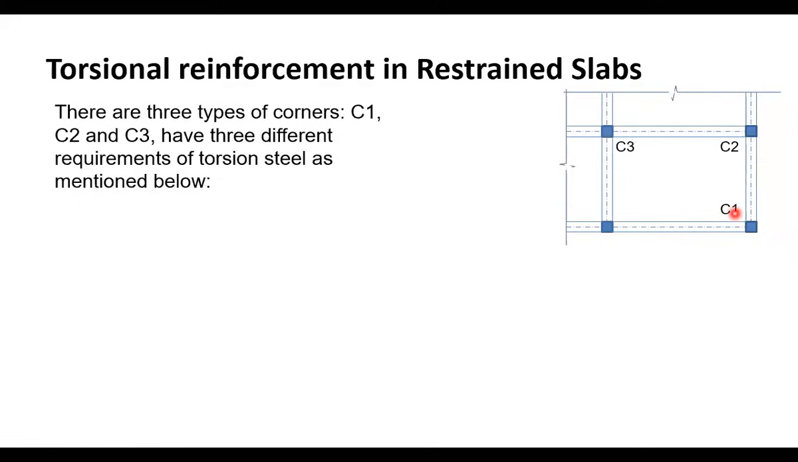And in this case, we have three different types of corners. Corner number 1, corner number 2, and corner number 3. In corner number 1 here, we can see that it is not continuous on both sides. It means this is an end corner of the building, not continuous from this side, not continuous from this side, and this will be the most critical corner. Another corner is when the slab is continuous from one side and not continuous from the other side; this will be less important than the first case. And the third case, C3, is when the slab is continuous from all sides. Okay, and let's see what the code requirements are for each case.